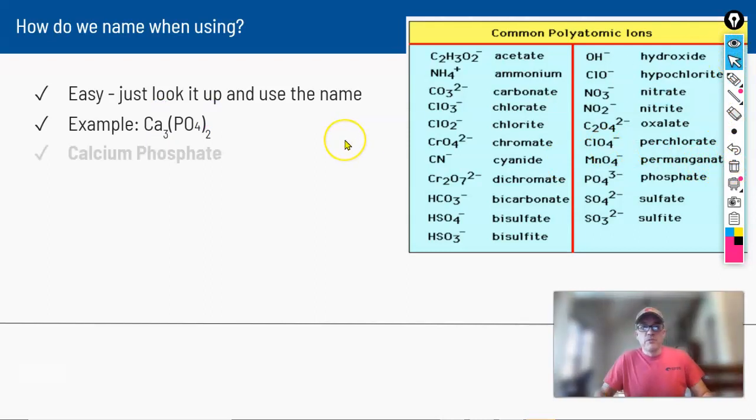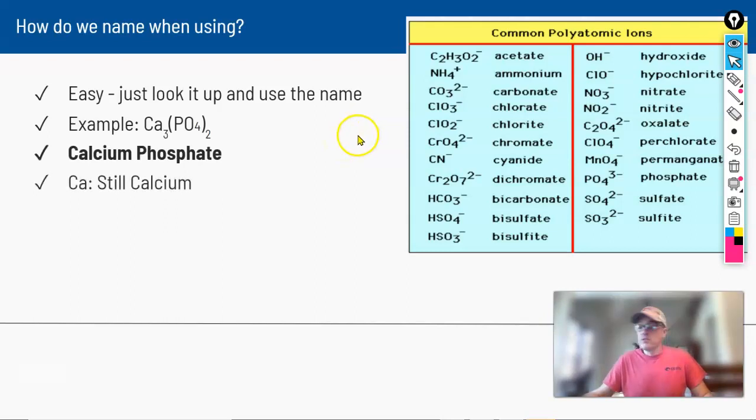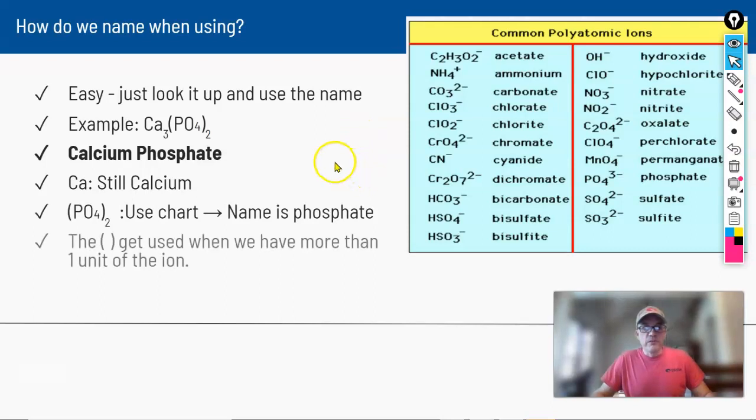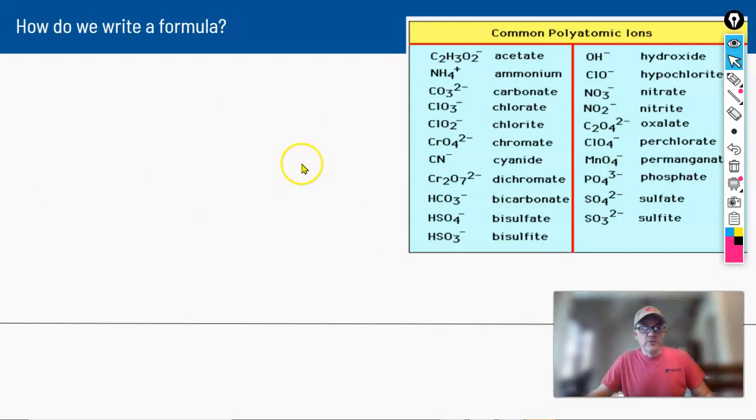Ca is still calcium, right? So we call this calcium phosphate because Ca is still calcium, and PO4 is phosphate. We get this from the chart, and we're basically done at that point. So we just put the two names together, and that's all that we really have to do. All right, so PO4 again is phosphate. The parentheses, again, we use those if we have more than one of them. In this case, there's two of them, so we end up throwing parentheses around it. If there's only one, we would not use parentheses.